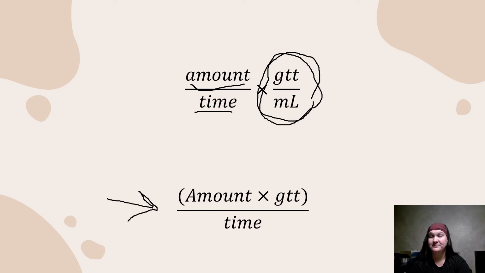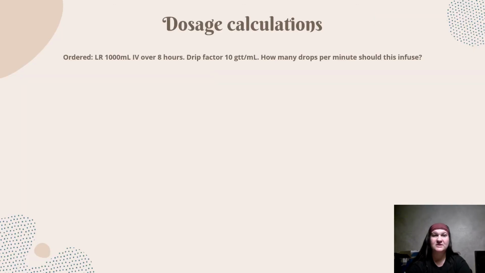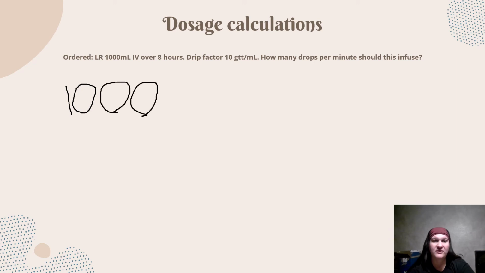So let's move on. Okay, we've got lactated ringers, 1,000 ml IV over 8 hours. Our drip factor is 10 drops per ml. How many drops per minute should this infuse? So I'm going to set this up and I'll show you how I set it up. We've got 1,000 mLs over 8 hours. Well, here, I'm going to stop right there.